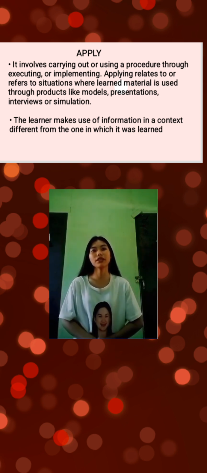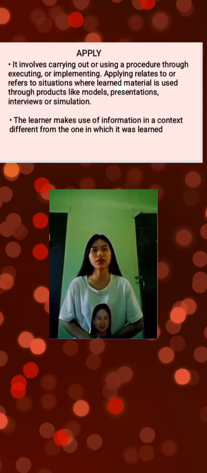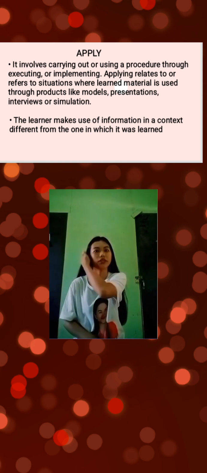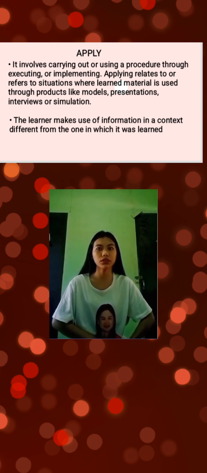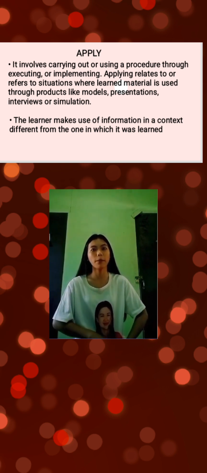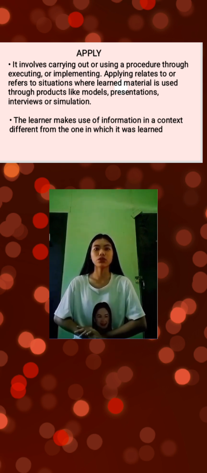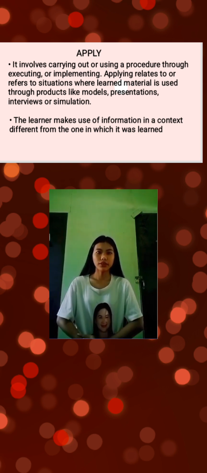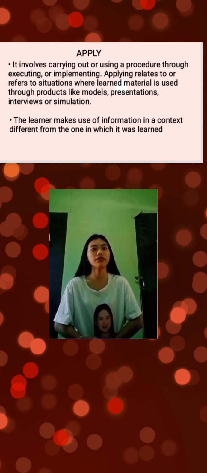Applying. Applying involves carrying out or using a procedure through executing or implementing. Applying relates to or refers to situations where learned material is used through producing products like models, representations, interviews, or simulations. The learners make use of information in a context different from the one in which it was learned.